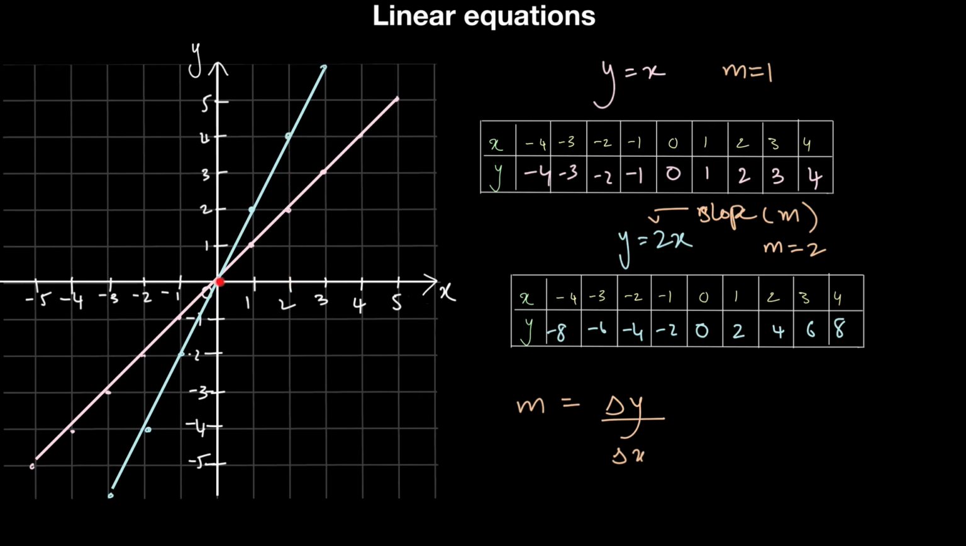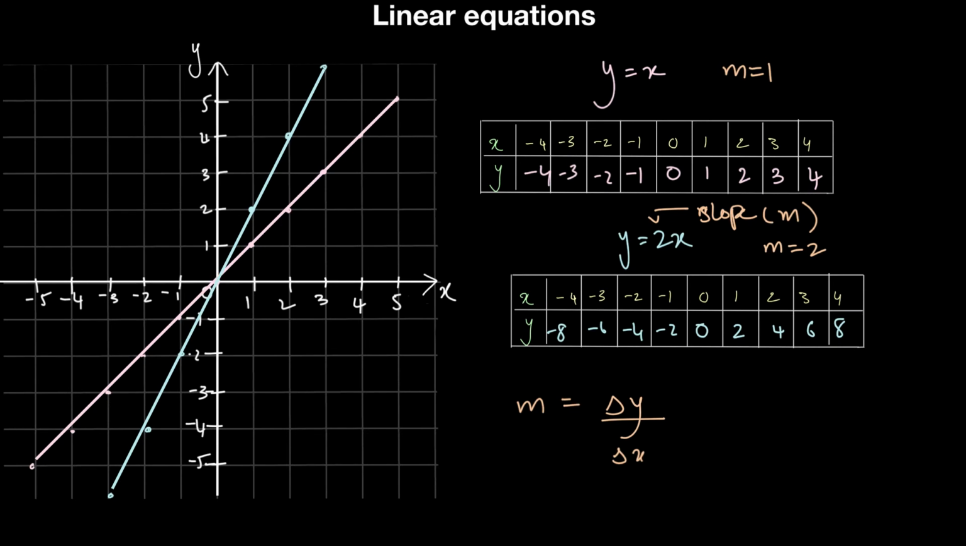So if I look at the blue graph, if I change x by 2, y changes by 4. If I change x from minus 1 to 2, so x changes by 3, then y will change from minus 2 to plus 4. So y is changing by plus 6. Similarly, if I change x by minus 2, then y will change by minus 4.